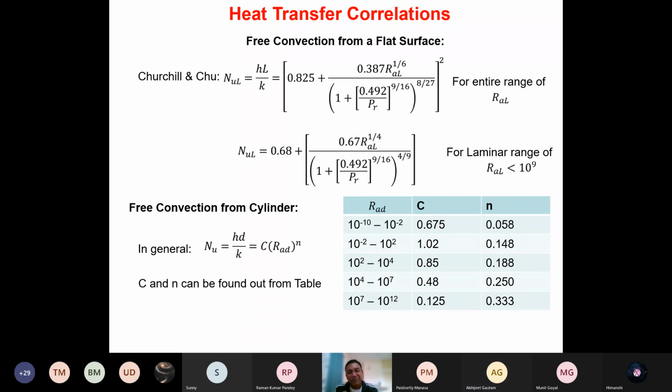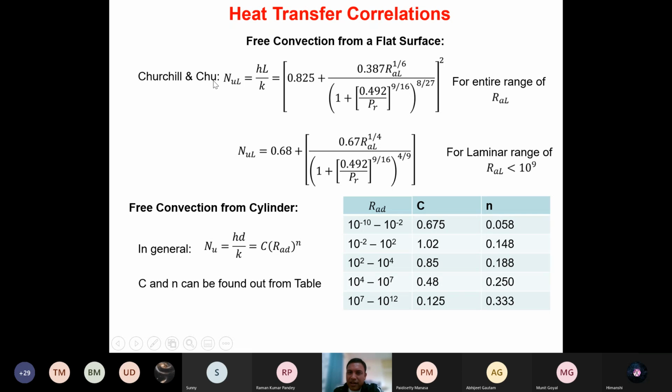Yes, sir. Okay. So let's look at some of these correlations. Of course, I will show only a few correlations. These are anyway there in the book, but just to appreciate the concept, I am giving you these correlations here. So the first correlation is by Churchill and Chu. This is for free convection from a flat surface.